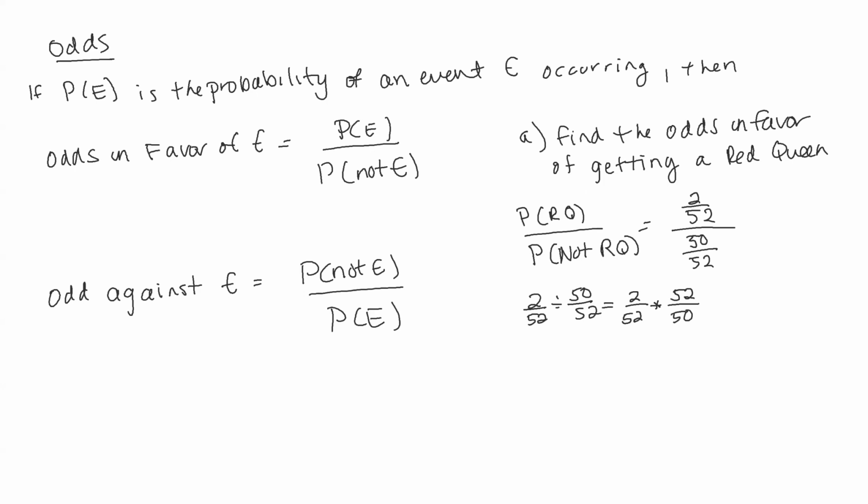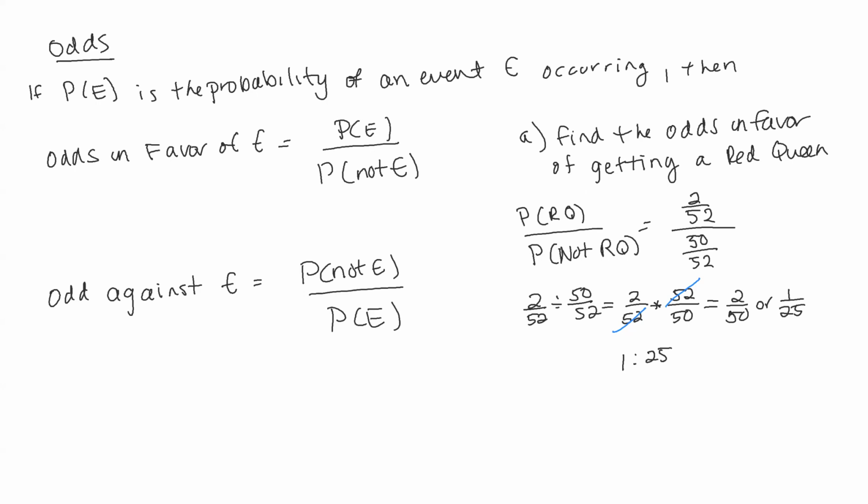So you just flip the second fraction. And in this case, the 52s cancel. We're left with 2 out of 50, or 1 to 25. So we would say the odds are 1 to 25. Okay? Now, look at this.